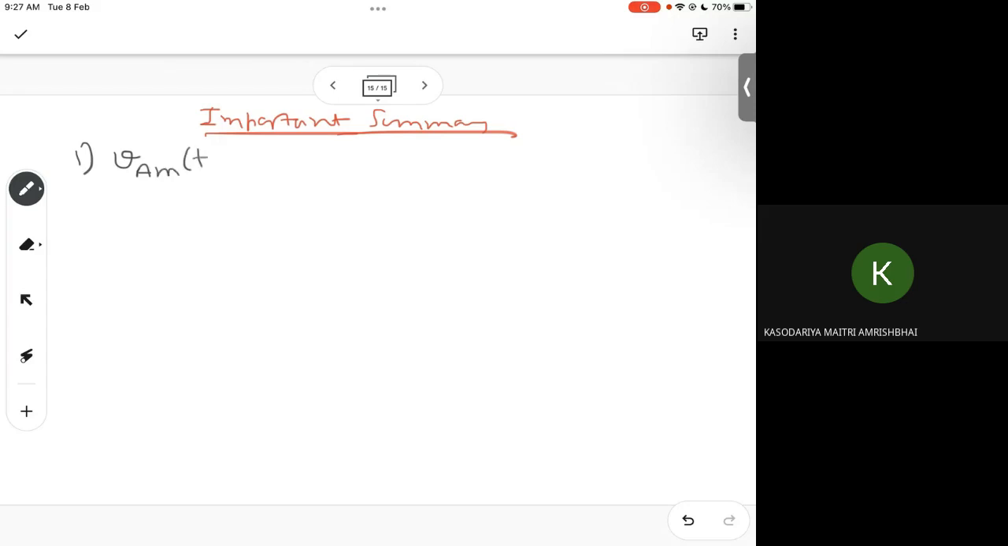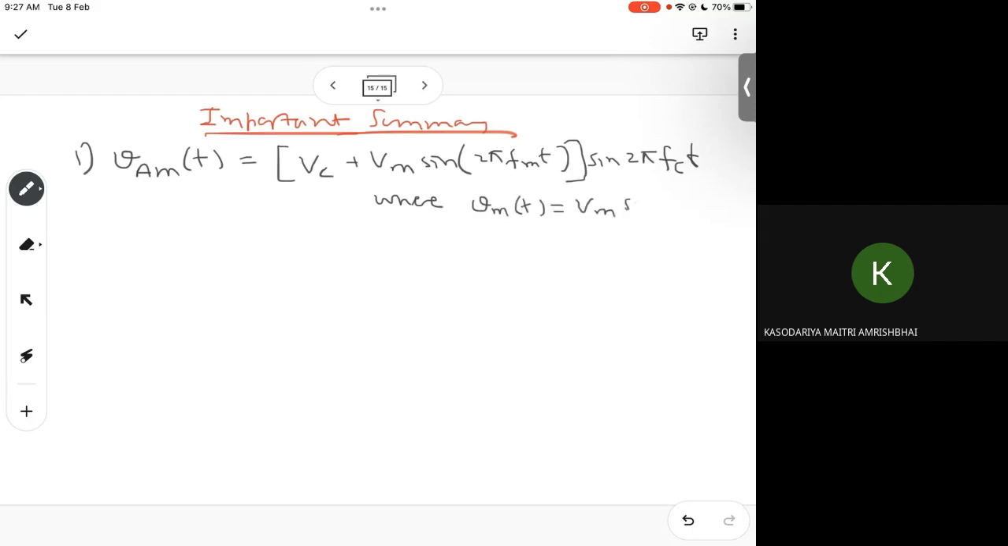V_AM(t) is written as (Vc + Vm sin 2π fm t) sin 2π fc t. That is how we started this expression, where Vm(t) is equal to Vm sin 2π fm t. That is the first thing we have learned. The second thing we have learned is ma is equal to Vm over Vc.